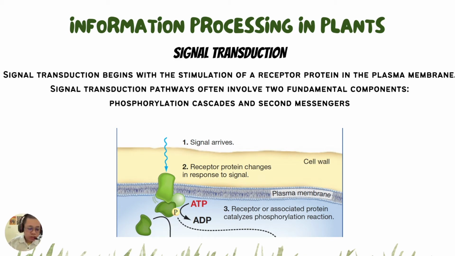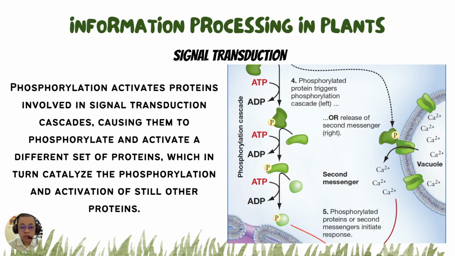So this is responsible for the signal to change. This is the reason the receptor protein is the one that will change the signal or the external stimuli into intracellular signals. What happened? So the receptor or associated protein catalyzes phosphorylation reaction. So in this signal transduction, there are two processes happening here: the phosphorylation cascade and the second messenger.